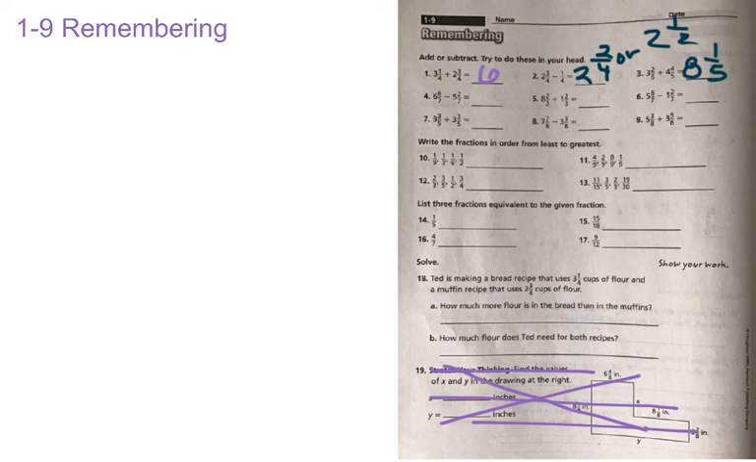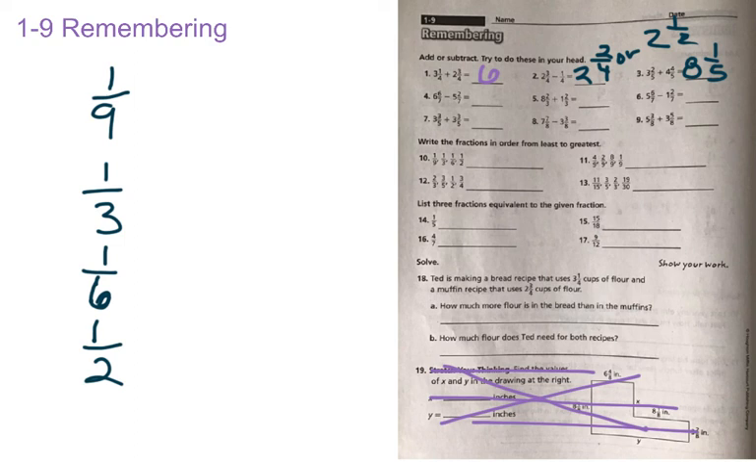Numbers 10 through 13, it says write the fractions in order from least to greatest. We can go ahead and look at number 10, and we have 1/9, we have 1/3, we have 1/6, and we have 1/2. Well, in order to write them from least to greatest, I need to get a common denominator.